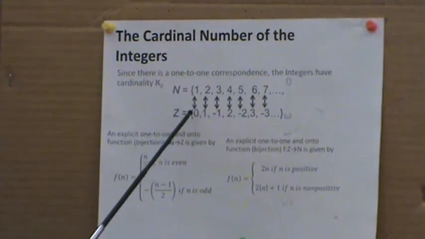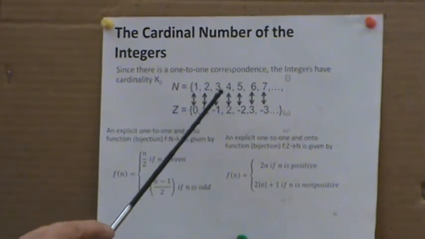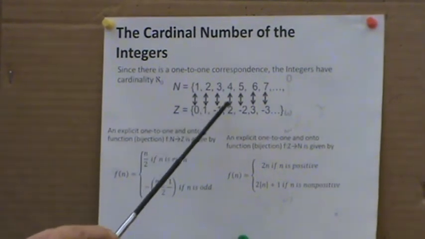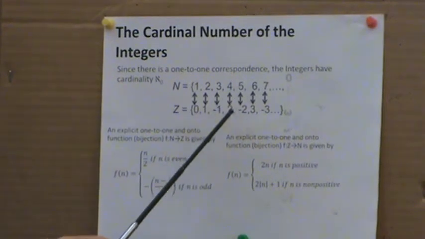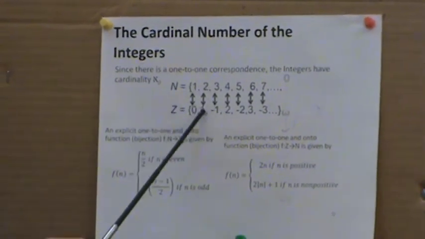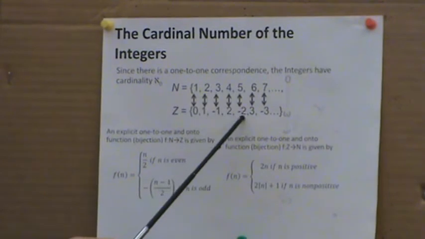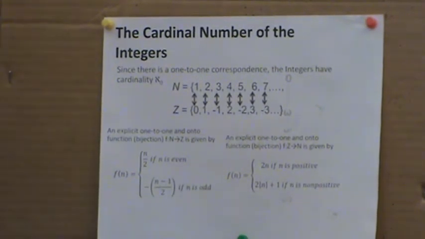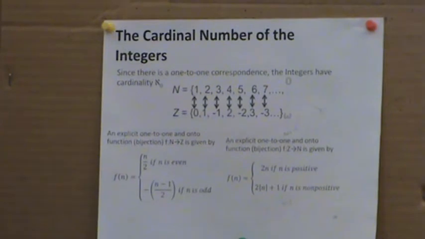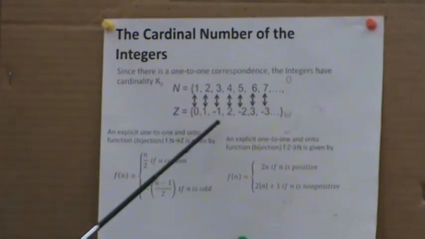You see, 1 goes to 0, 2 goes to 1, 3 goes to -1, 4 goes to 2, 5 goes to -2. So you can say this is 1, this is 2, this is 3, this is 4, this is 5, this is 6, this is 7, and so on and so forth. I start to count them: 1, 2, 3, 4, 5, 6, 7. Of course, it takes forever, but the one-to-one correspondence is perfectly persuasive. You can see that, huh?